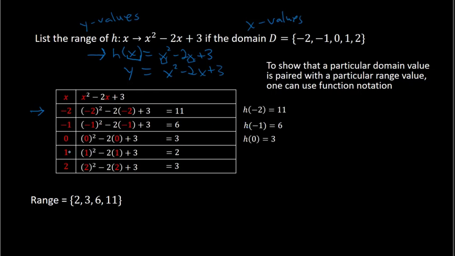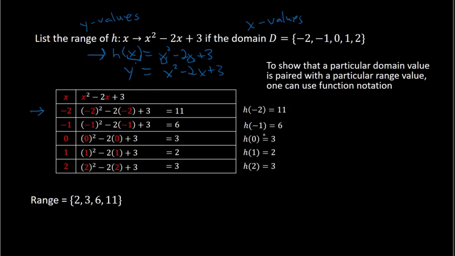For the next one, we plugged a 1 in for x. So now we have h of 1. And when we plugged a 1 in, we got 2 back out. So h of 1 would equal 2. And then lastly, with the 2, we plugged a 2 in for x. So now we have h of 2 equals, and that was equal to 3 when we plug the 2 in. So h of 2 would equal 3.